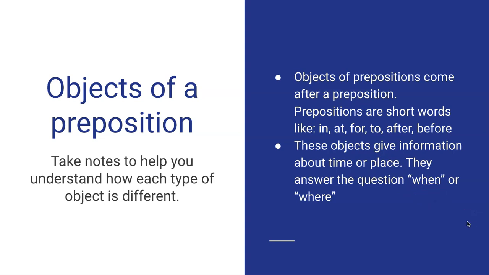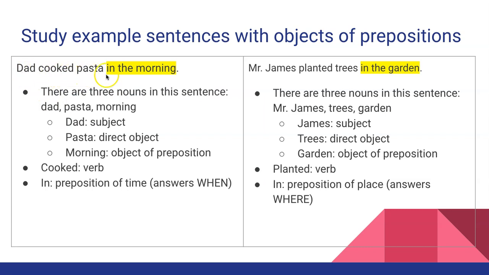Let's look at some examples. Look at the sentence, Dad cooked pasta in the morning. Here, Dad is the subject, cooked is the verb, pasta is the direct object, and here we see in. In is the preposition. So morning is the object of the preposition. The second sentence, Mr. James planted trees in the garden. Again, in this sentence, we have 3 nouns. Mr. James is the subject, trees is the direct object, and garden is the object of the preposition because we see the preposition in here.